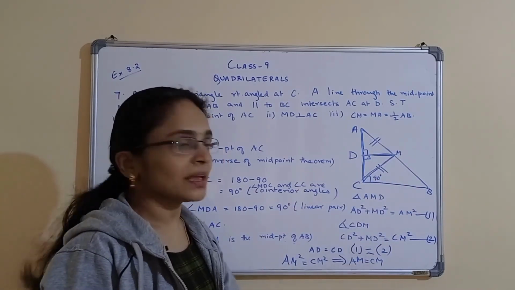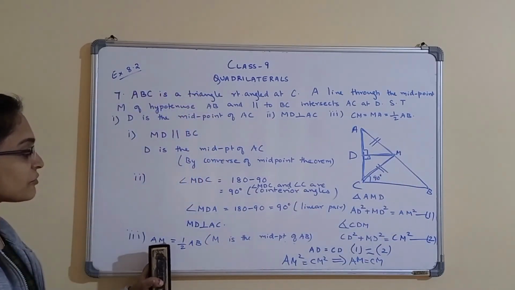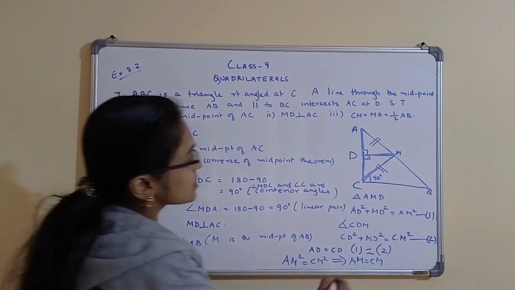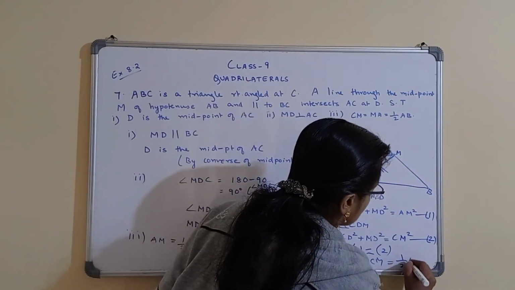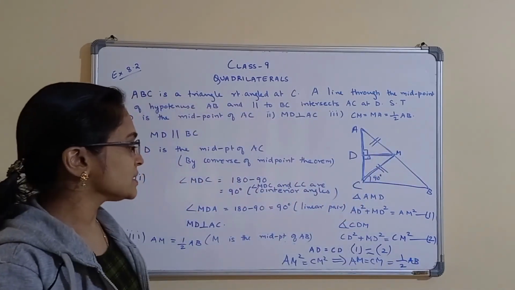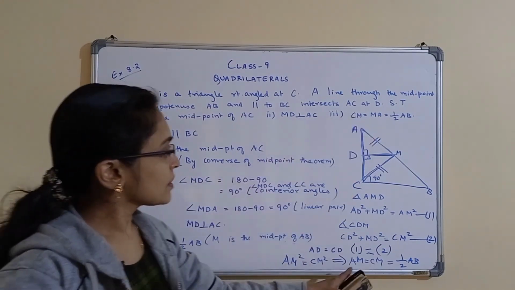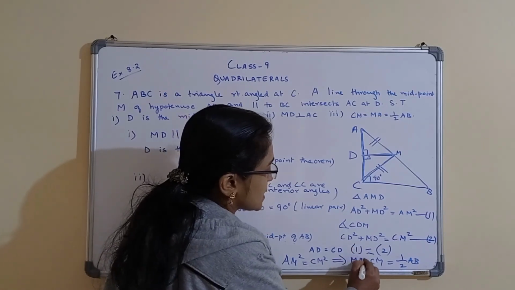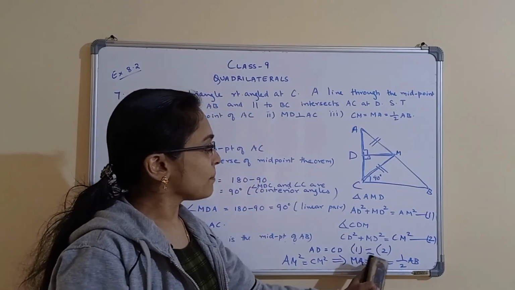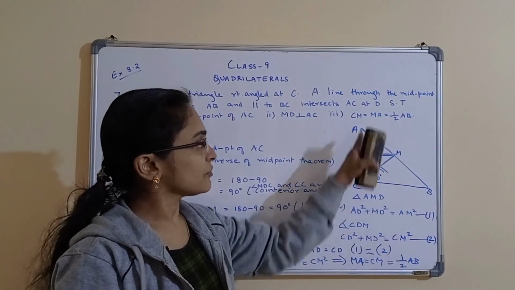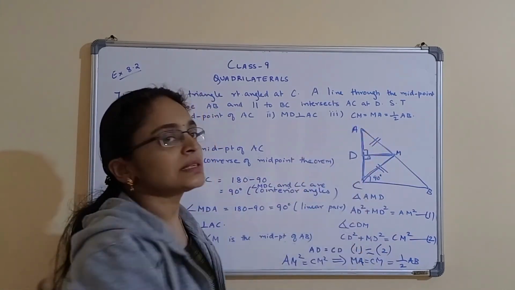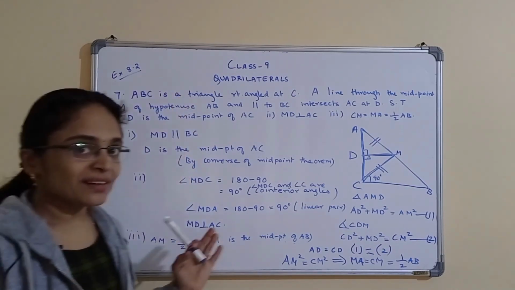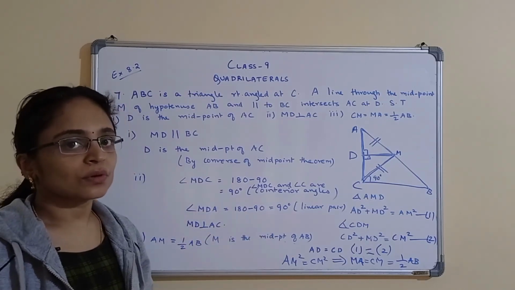So we have proved that AM equal to CM, and first itself we have proved that this AM is equal to half of AB. So this is equal to half of AB. Hence proved. Hence we have proved that CM is equal to MA. MA is equal to CM is equal to half of AB. You can write CM is equal to MA is equal to half of AB. Okay. Understood? You can pause the video and write this down.